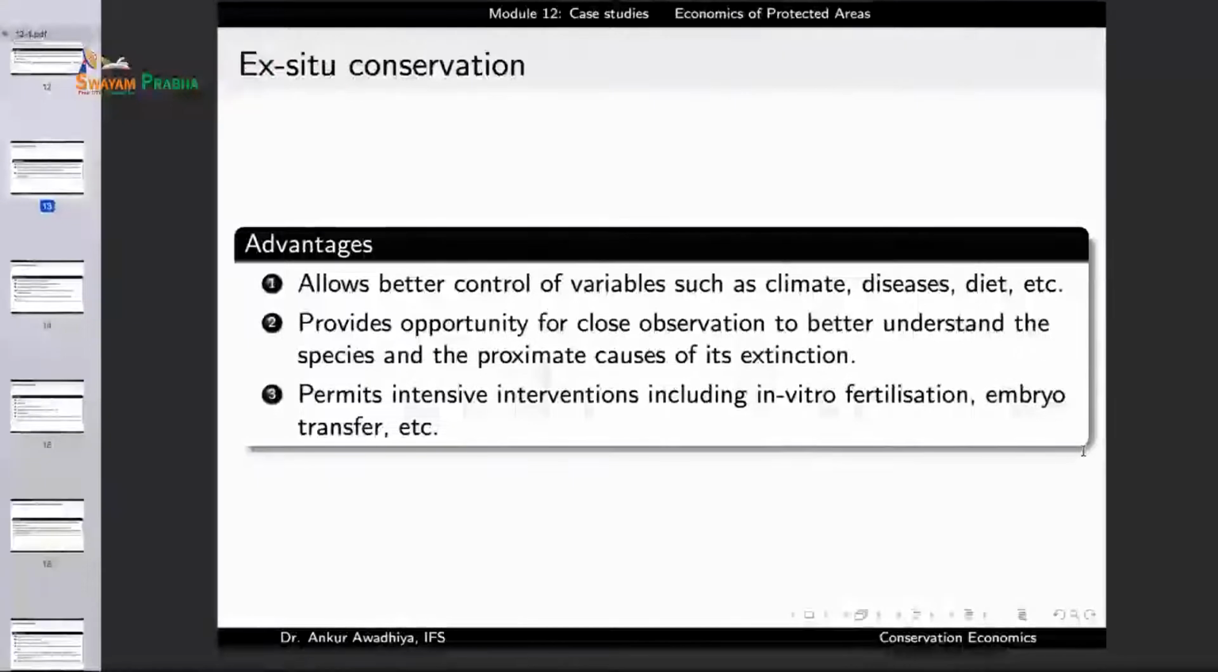Suppose in a zoo environment you get to know that this animal avoids breeding if it is exposed to too much sunlight. Then probably when we release these animals back into the natural environment, we will make sure that we release them into an area that has a very good canopy cover. Such kinds of observations are extremely indispensable when we want to conserve the organisms. And then they also permit intensive interventions such as in vitro fertilization, embryo transfer, and so on. So we can provide all sorts of modern scientific advancements and medicines to these organisms.